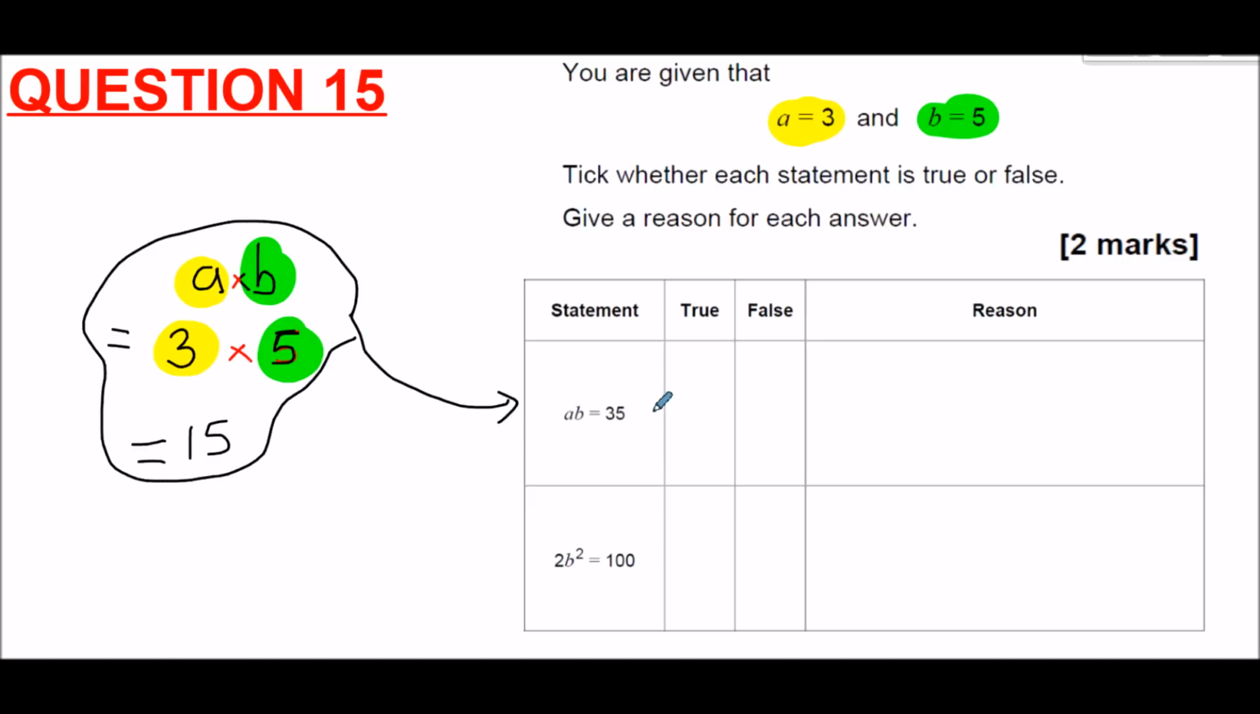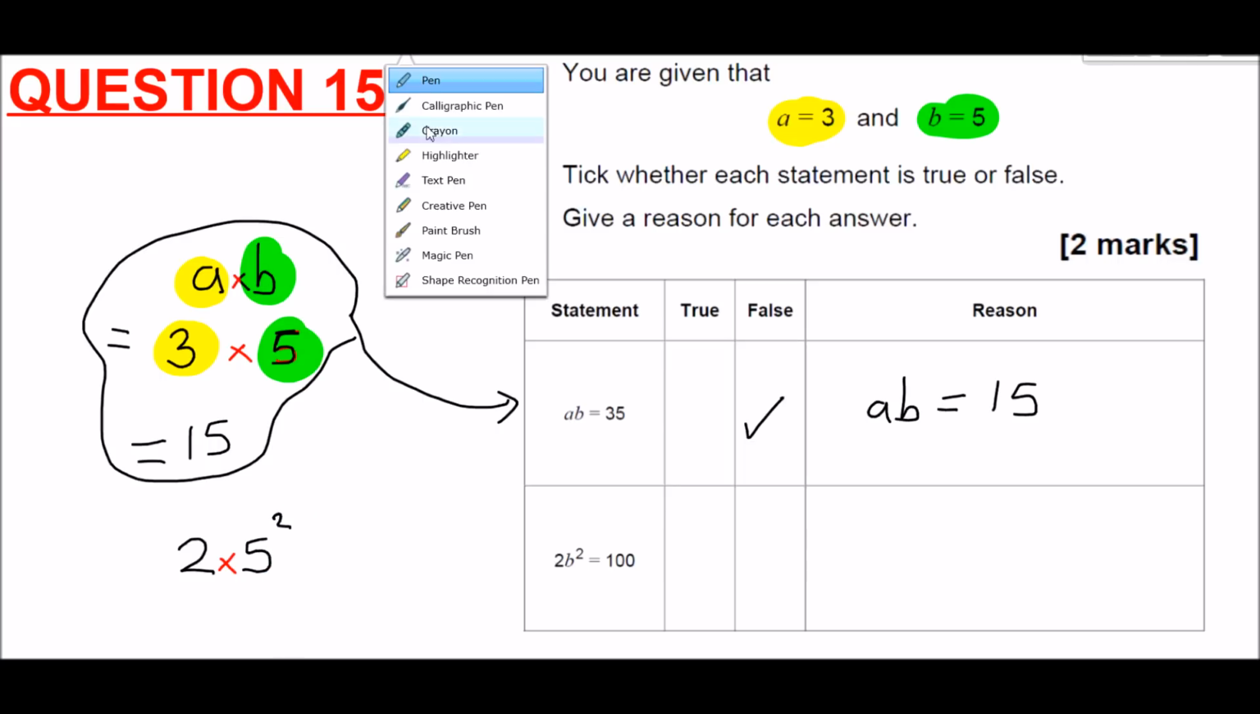So first of all, this one is actually false, because AB would actually be 15. And the second one here, 2b squared equals 100, well, does it? Let's see. 2b squared, there's nothing in between the 2 and the b, so yet again that will mean there's an invisible multiplication sign between them. So this means 2 multiplied by b squared.